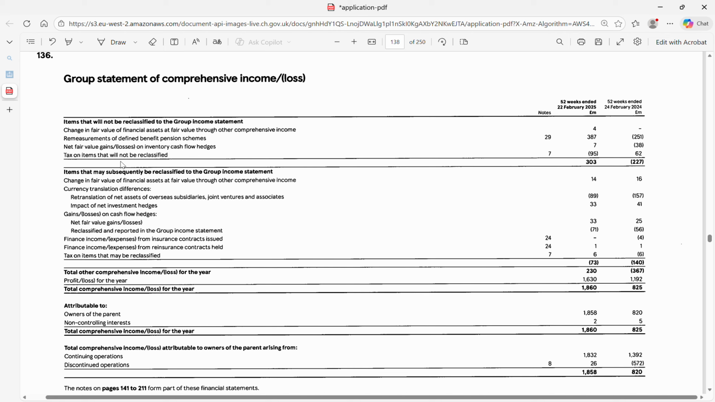Tax on items that will not be reclassified. I'm not sure what that is. I wouldn't worry about it too much. It's just going to be the tax on some of these odd items, I think. Change in fair value of assets at fair value through other comprehensive income. So this could be the same thing again. Could be forward contracts. There are a lot of different things that can go through there.